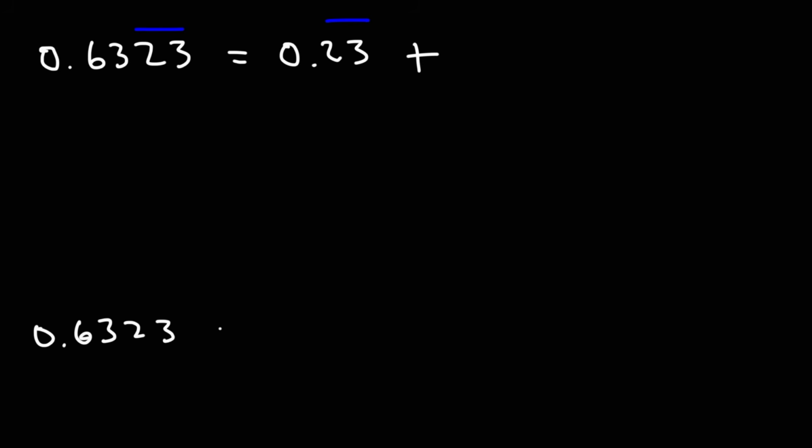Let's try another example. Let's say we have 0.6323 repeating. Go ahead and convert this decimal into a fraction. So the repeating part is 0.23. To find the non-repeating part, type this in your calculator, 0.632323, and subtract it by the repeating part. So we have a total of 6 digits after the decimal, so we're going to subtract it by 0.232323, the same number of digits.